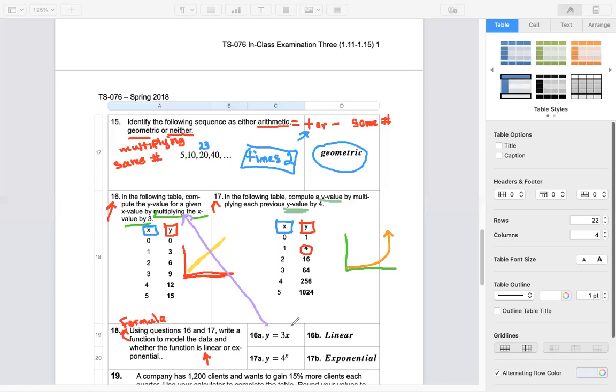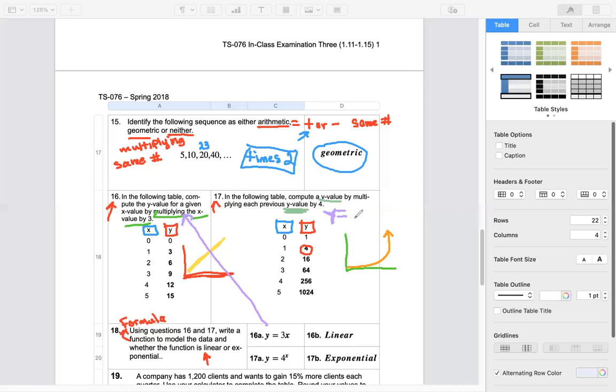Now, I want to clarify something here. Let's look at the next one. We're supposed to figure out what kind of formula this is. It says, in the following table, compute the y value. So y equals, by multiplying each previous y value by 4.